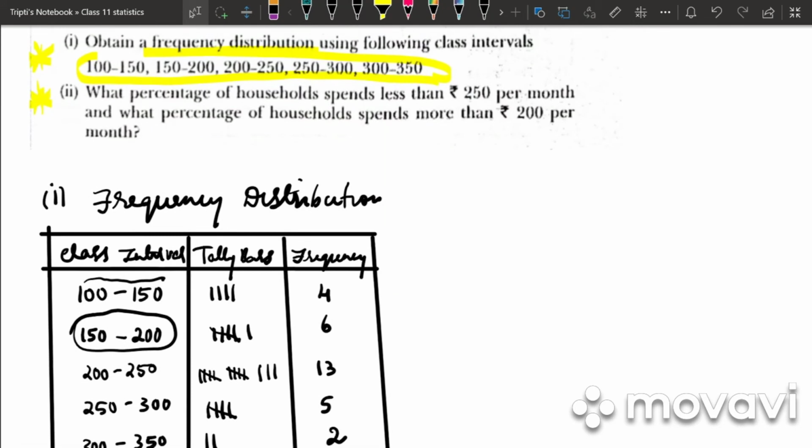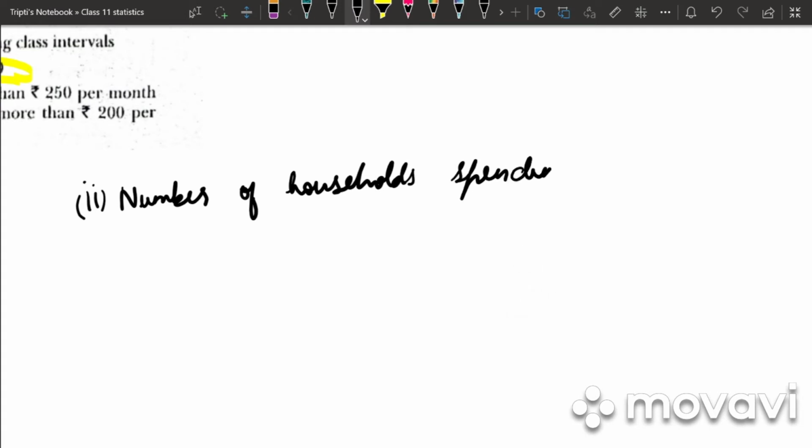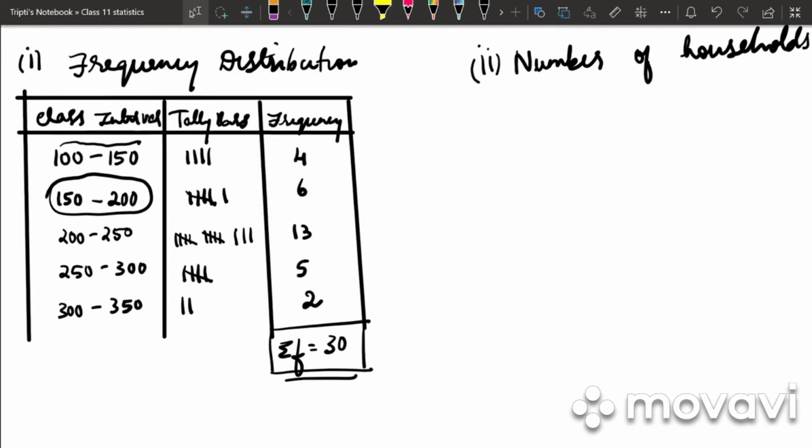Next, what is the second question? What percentage of households spend less than 250 per month? So write down the second one. Number of households spending less than rupees 250. Now we go to our table.